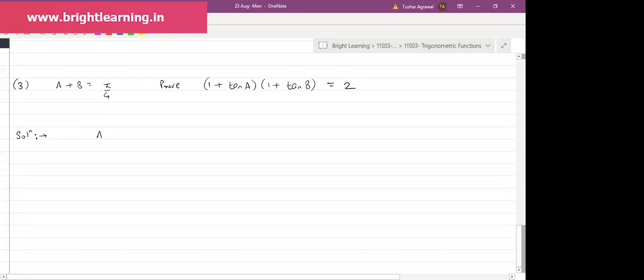The first step is, A plus B is equal to pi by 4. So taking tan on both the sides, tan of A plus B will be equal to tan of pi by 4, which is tan 45. Now how to proceed and how to find this, that I leave to you.